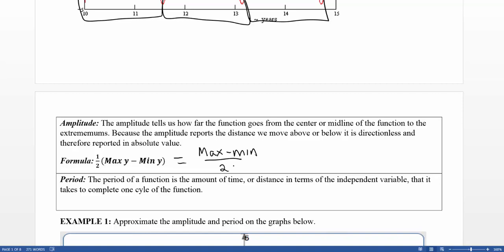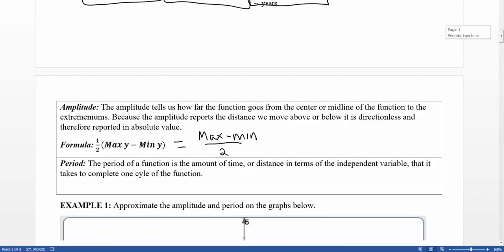The other thing that we're really interested in is the period. The period of a function is the amount of time or distance in terms of the independent variable that it takes to complete one cycle of the function. So we're going to be looking at the x values, and we're going to see how long it takes to start repeating our pattern. So let's go ahead and look at those periodic functions we were looking at before and see if we can find the amplitude and period for each of those.